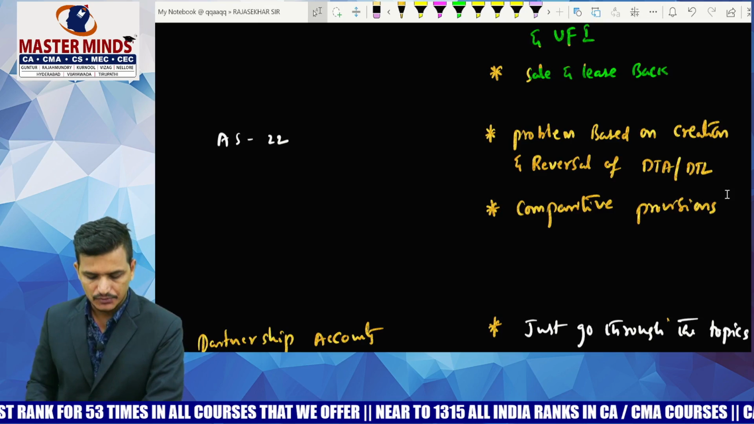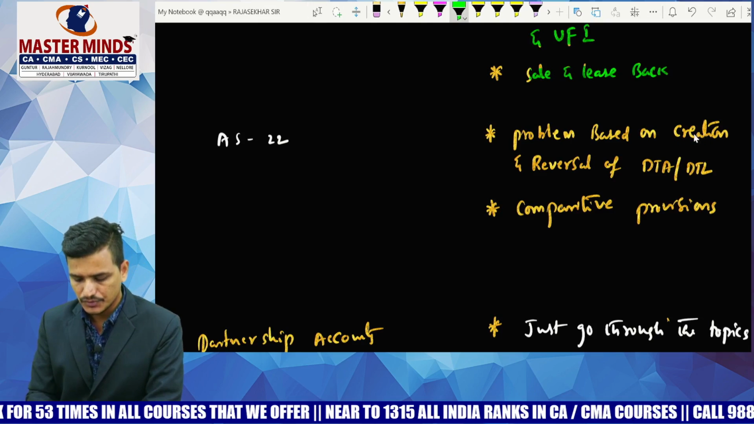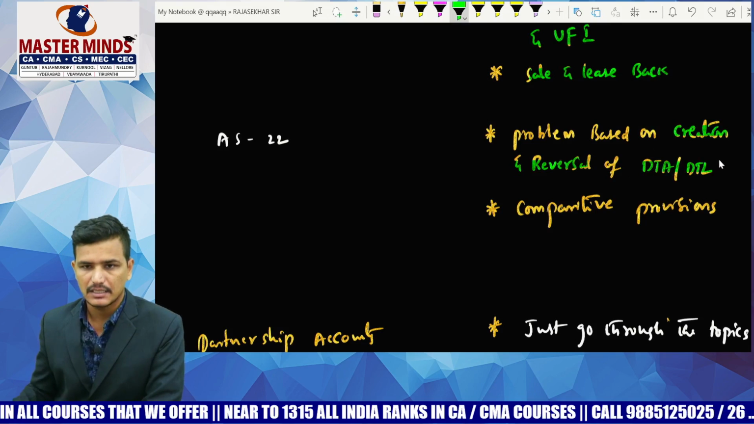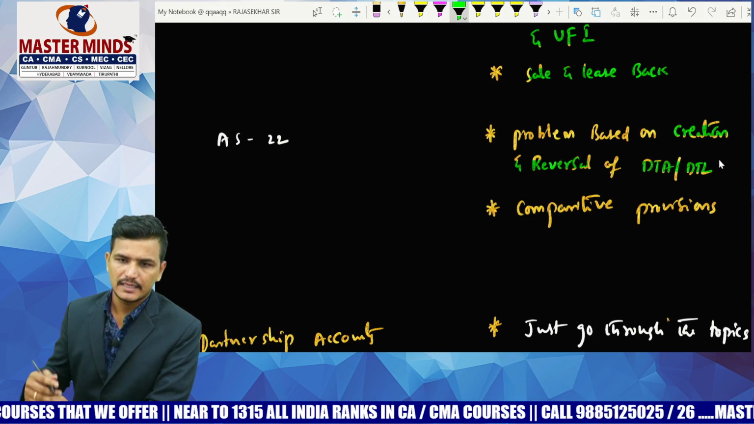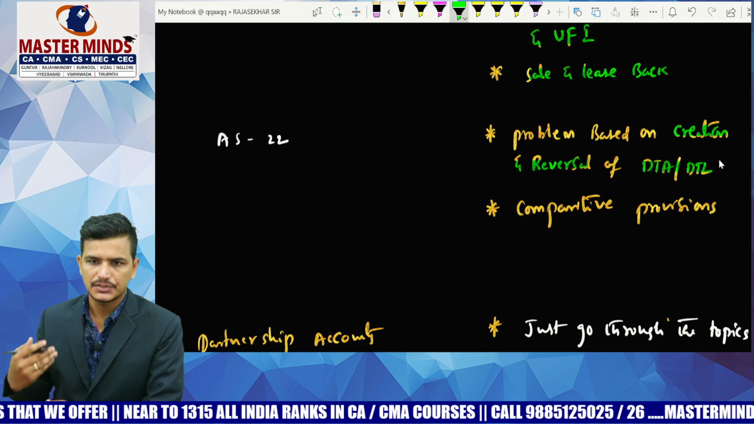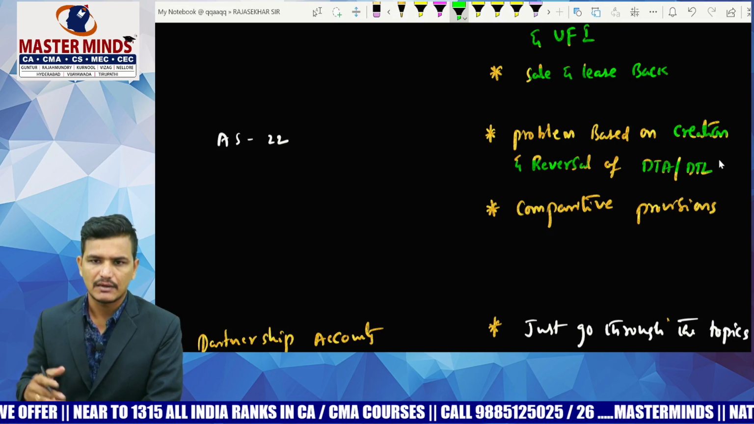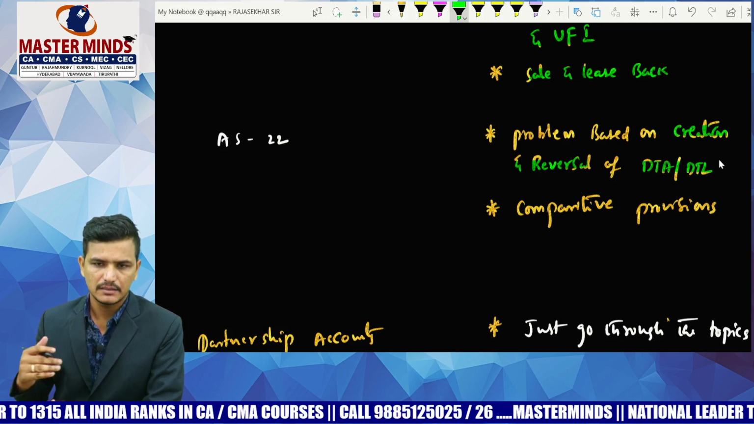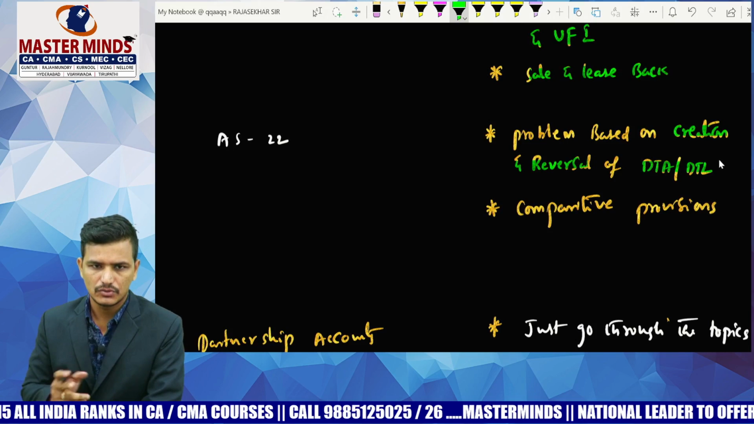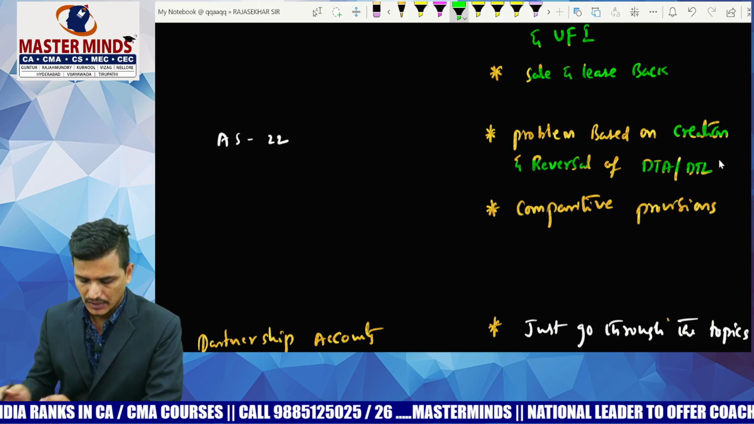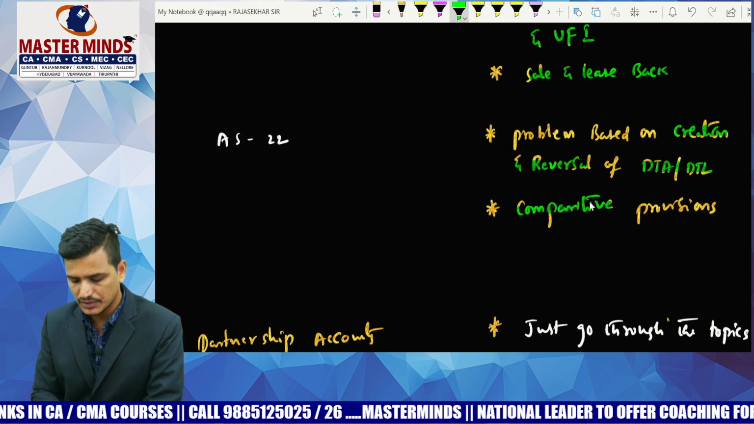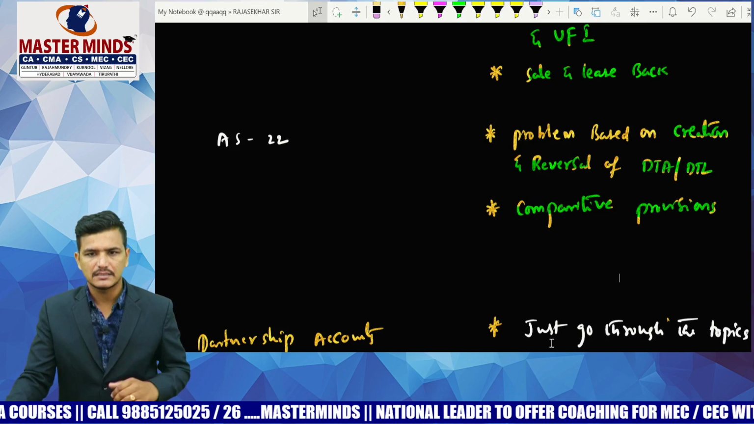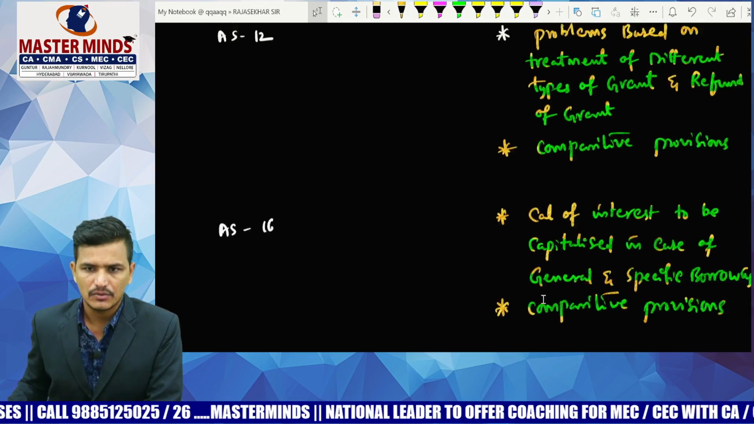AS 22 next. Just go through the problems which are based on the creation and reversal of deferred tax asset and deferred tax liability. Whether DTA is to be created or DTL is to be created, or whether an already created DTA or DTL is to be reversed. Based on that, we are having some problems. Just go through those problems in AS 22 and also cover the theory question which is related to comparative provisions. These are the areas that we should focus on in case of accounting standards.